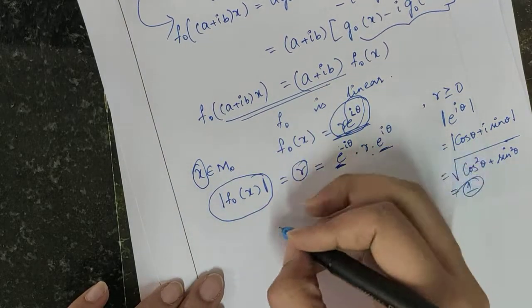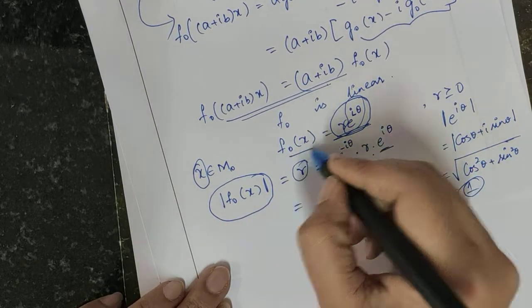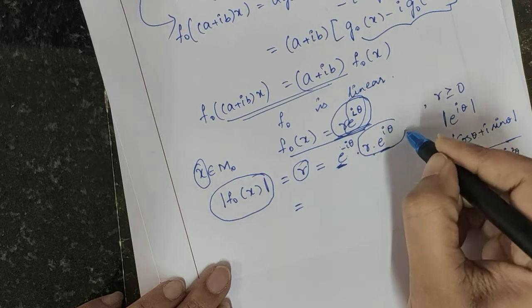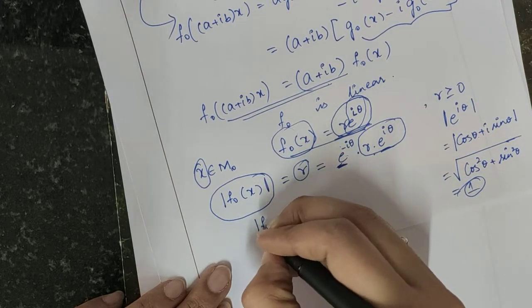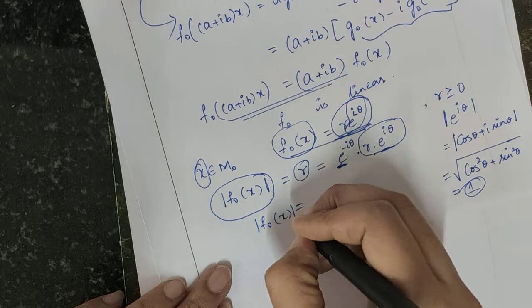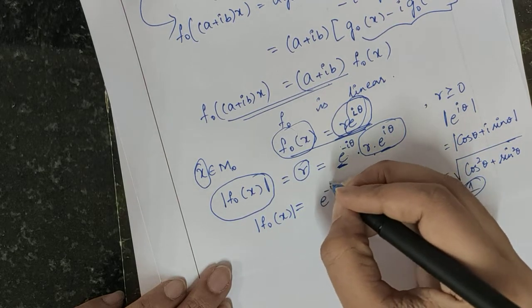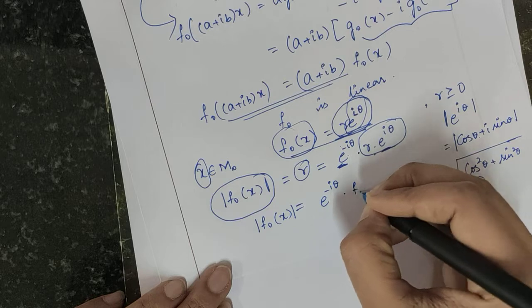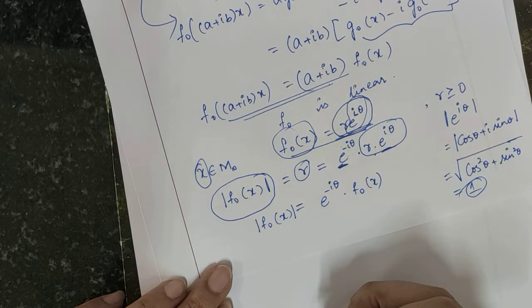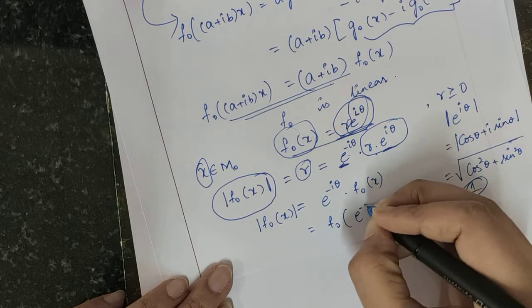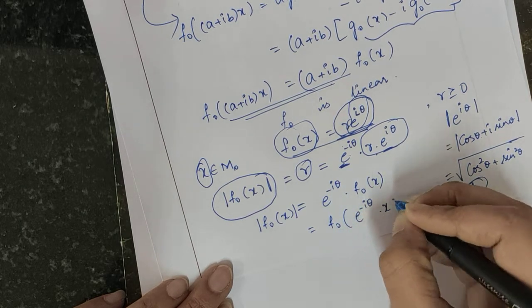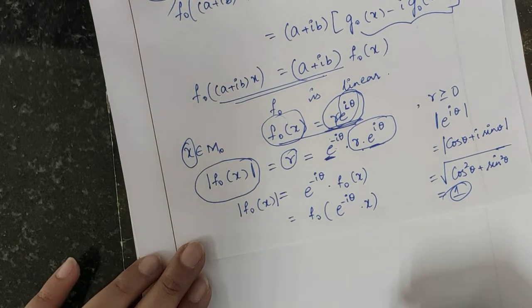Okay. So now if you observe here, what is r into e power i theta? It is f0 of x. So I can write my modulus of f0 of x as e power minus i theta into f0 of x. Or we can write this as f0 of (e power minus i theta into x), because f0 is linear, right?